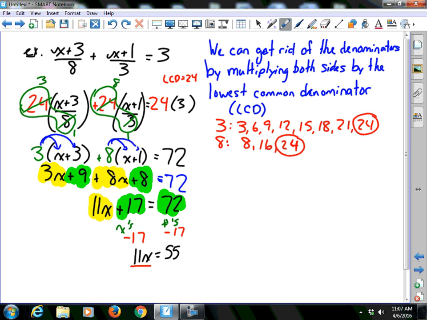And then this is a one-step equation now. So we have 11 times x. The opposite operation is to divide by 11. So 11x divided by 11 is x, and 55 divided by 11 is 5. And that's how you do multi-step equations.